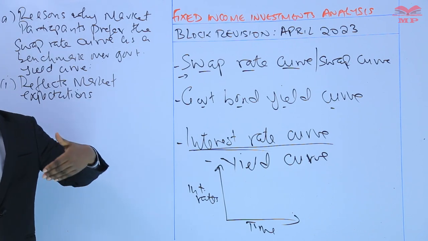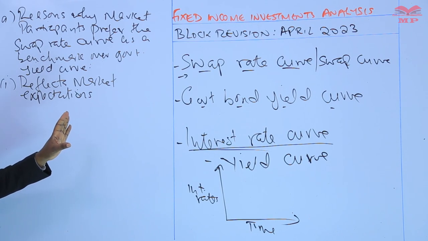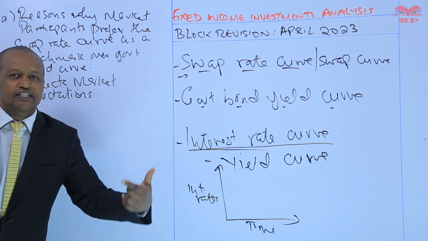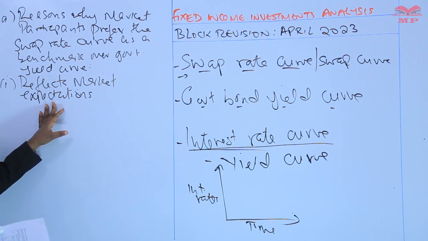The government bonds yield is influenced by factors beyond market expectations. So market participants prefer the swap curve because the swap curve reflects market expectations. It is more forward-looking compared to government bond yields, which may be influenced by various factors beyond market expectations, such as liquidity preferences, inflation expectations, and so on.